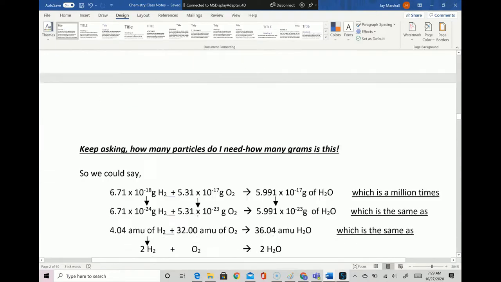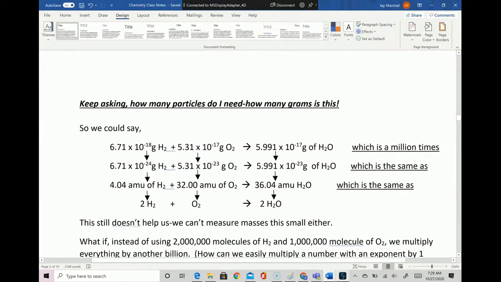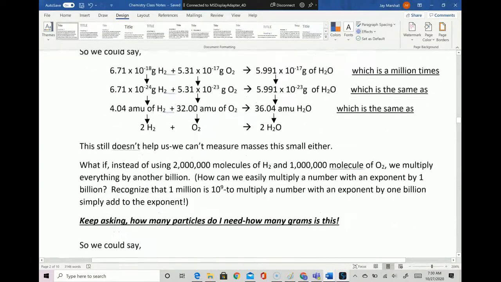So I've done that. I've multiplied everything by a million. And now I get this many grams of hydrogen, and this many grams of oxygen gives me this many grams of water. That's a million times what we were talking about before. And I can trace this all the way back to two particles of this, one particle of this, and two particles of this. But guess what? I still can't measure that. Doesn't help me.